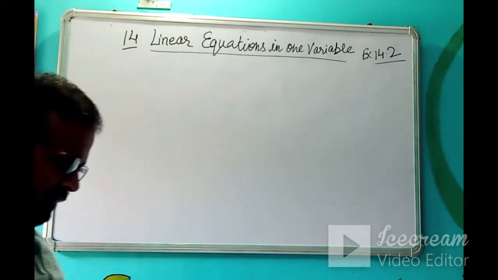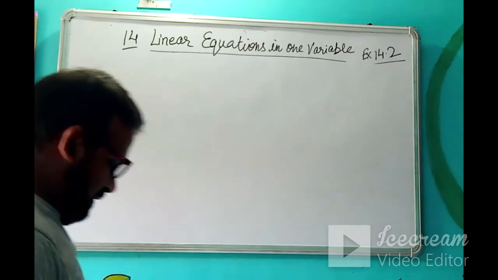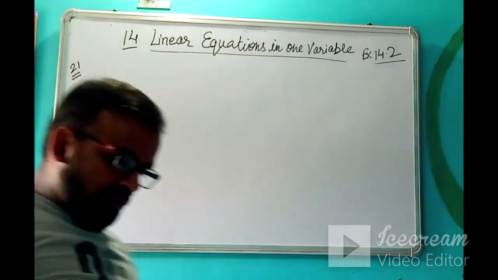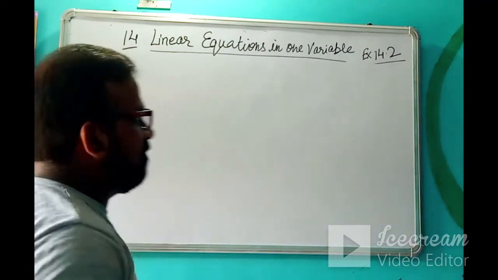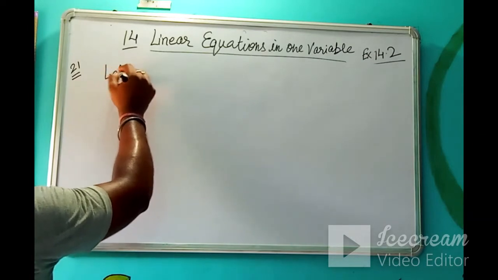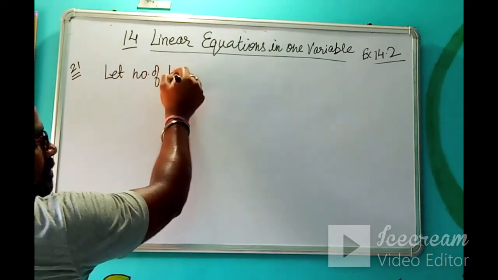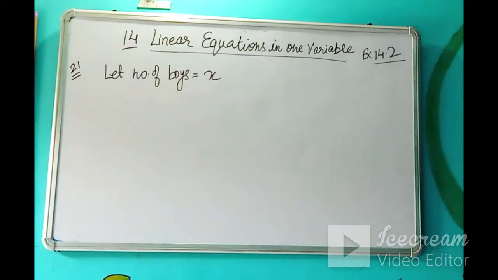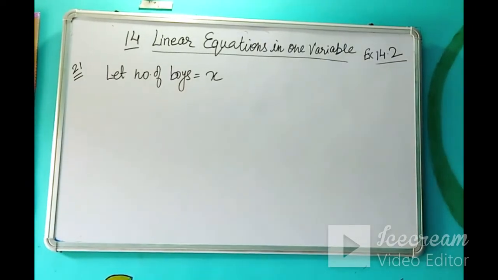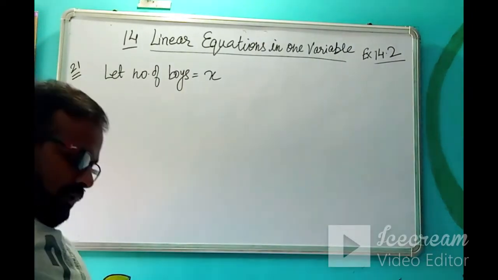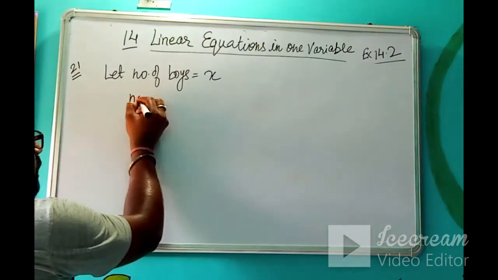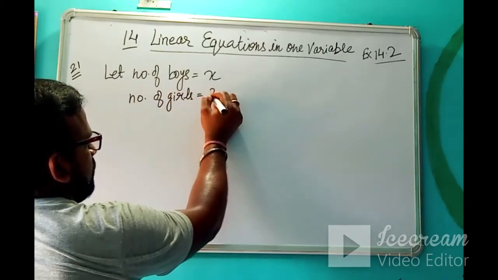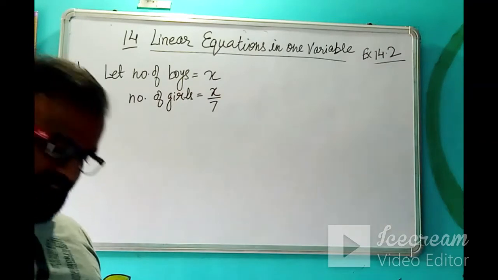So this is all about the age problems. Now let's see another type. The number of girls in a class is 1 by 7 times the number of boys. So I will let the number of boys equal to x. So the number of girls, it is 1 by 7, that is x by 7.